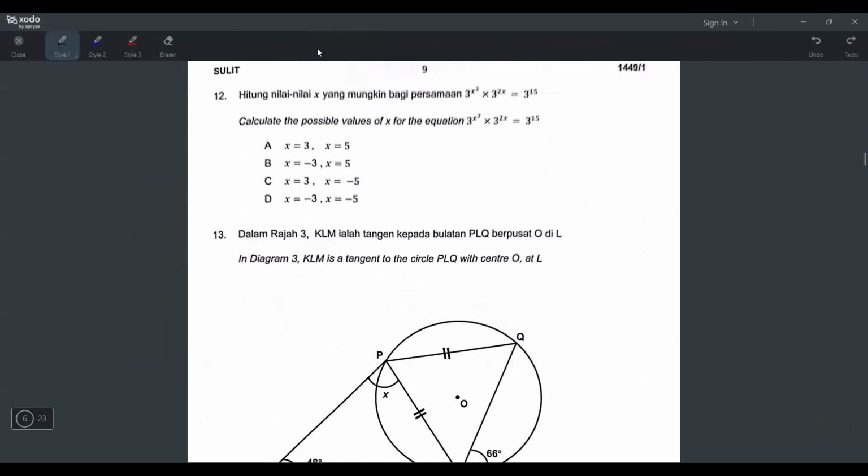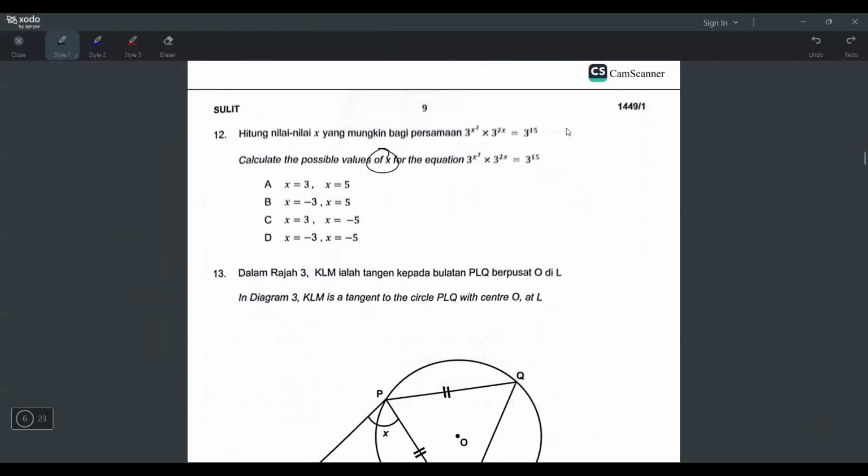Okay, let's continue with question number 12. Okay, number 12. Let's see what they want. Calculate the possible values of x for the equation 3 power x squared times 3 power 2x equals 3 power 15. Okay, this one is indices. So you need to know something about indices.